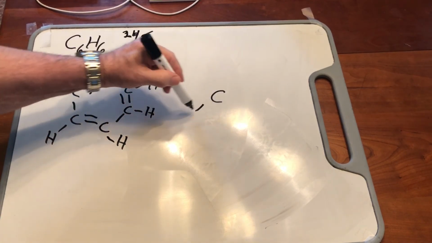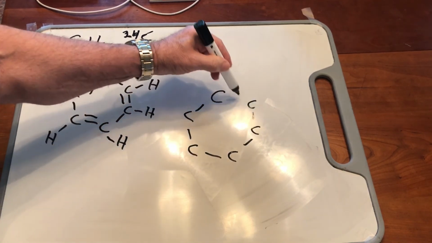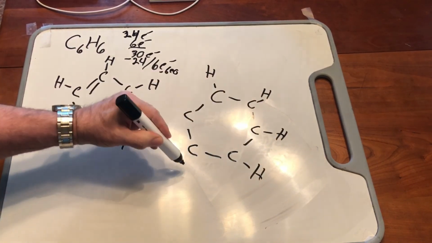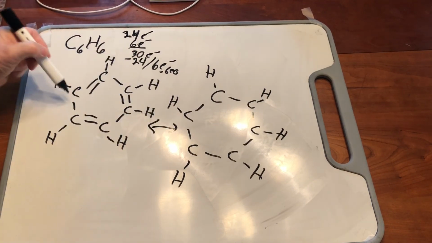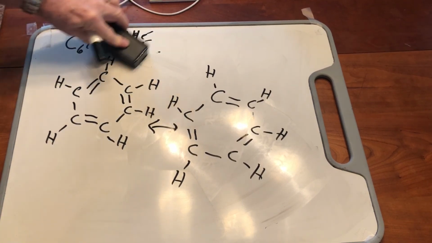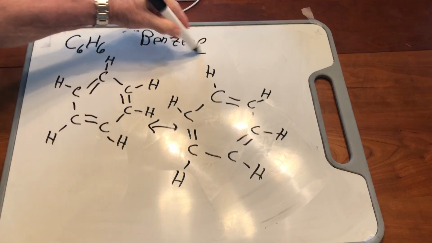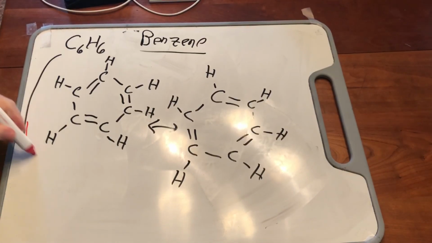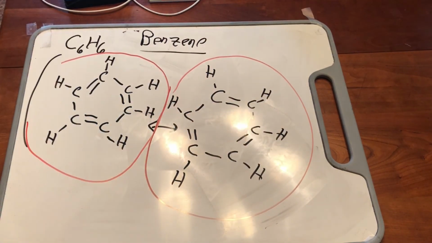So guess what? We now have more resonance structures that are possible. Double arrow. Instead of this one, we're going to do this one. So this stuff is called benzene. These 2 regular structures, you'll actually encounter more in organic chemistry. But here's one of them. And here's the other one. Those are the 2 resonance structures of benzene.